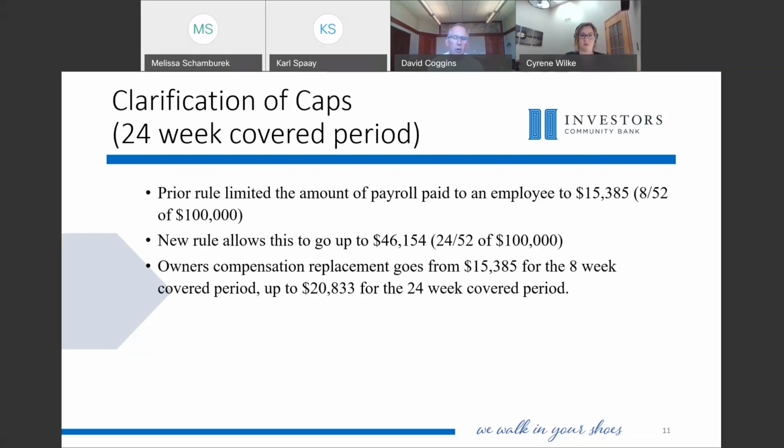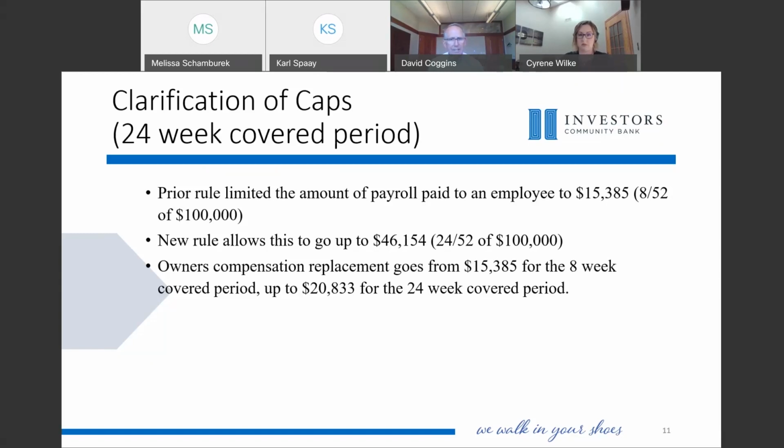The other thing is that owner's compensation replacement, which applies to self-employed partners that are receiving K-1 self-employment income, independent contractors, sole proprietors. There is a provision that allows for you to repay yourself a compensation replacement that was capped at $15,385 for the 8-week covered period. It now goes up to $20,833 for the 24-week covered period.